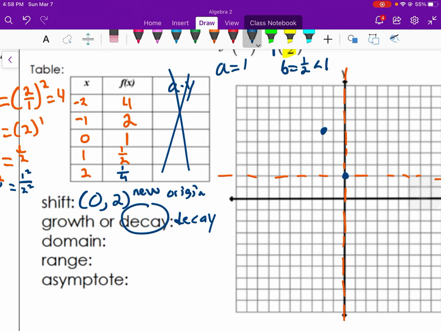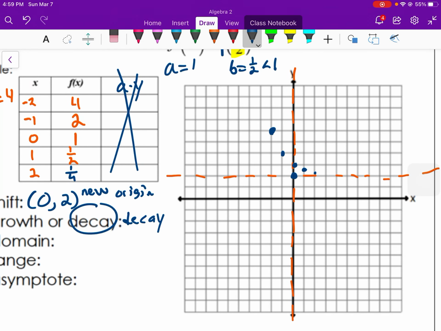And let's see if we start to get closer and closer to our asymptote, because if it's less than 1, it should be a decay. -1, 2, 0, 1, 1/2, and then 2/4. It does. It approaches this line because it's slowly decaying. And actually, it's quickly decaying. It's a really quick factor.